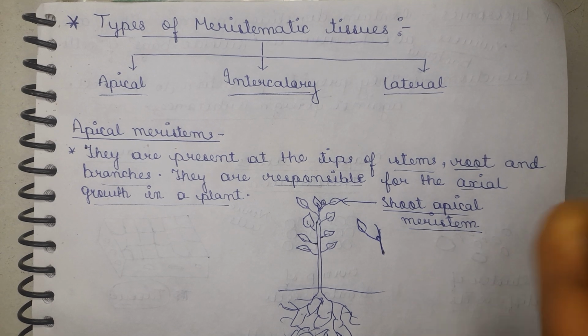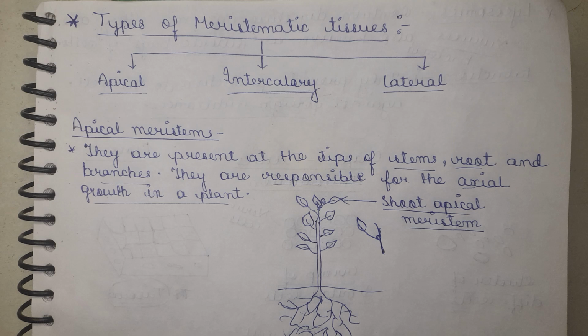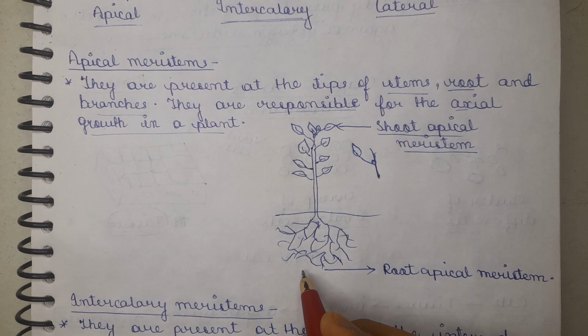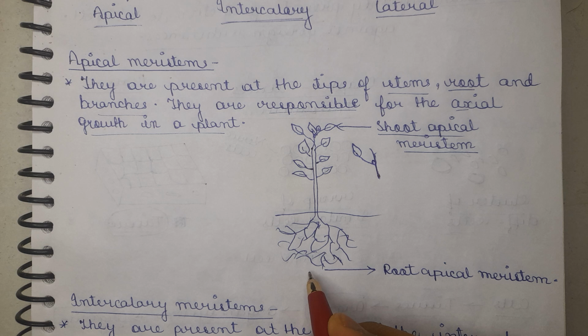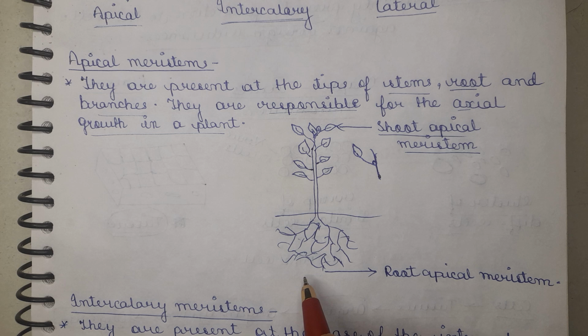Now there are mainly two types. First is shoot apical meristem and second is root apical meristem. The root apical meristem is at the tip of the root, or we can say the root cap at the end, deep inside the soil.